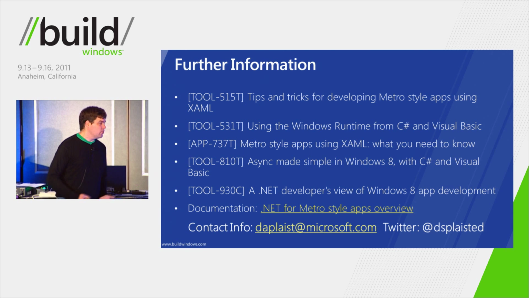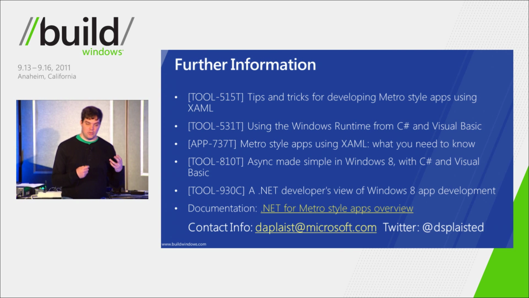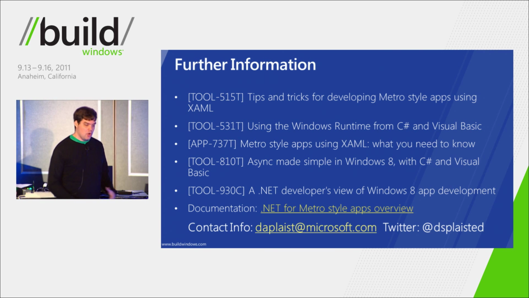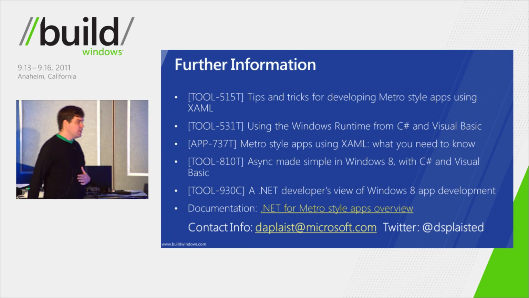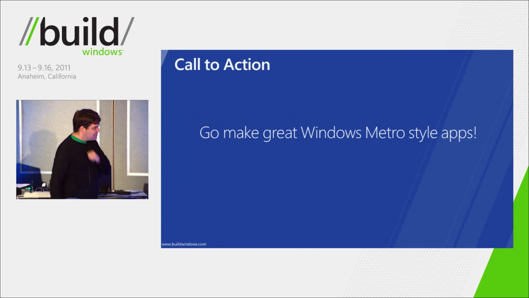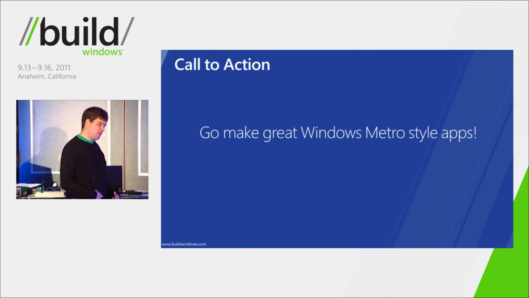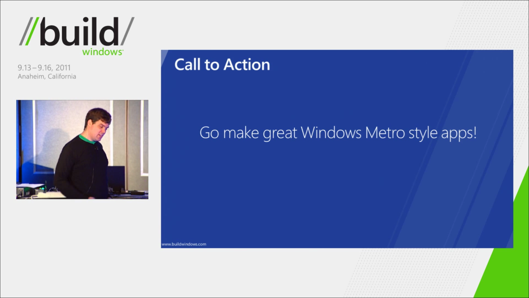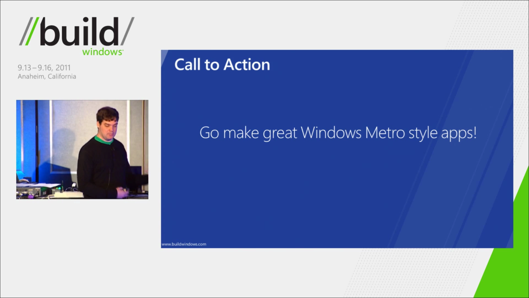As we show you this platform at Build, what we're really looking for is for you to make great apps with it, and we're looking for you to give us your feedback and tell us where it is great, and especially where it is not great, what needs to be improved. So, my call to action is go make great Windows and Metro style apps, and then tell us what the issues are. When you make these apps, don't just port your app. Think about how can I take advantage of this new platform, and how can I make a really great Metro style app.